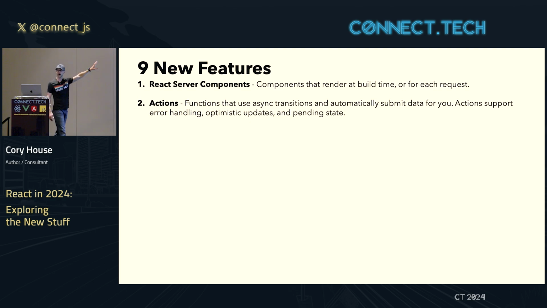Actions, which we just saw. Actions are functions that use async transitions and automatically submit data for you. They support error handling, optimistic updates, and pending state. So we saw the optimistic updates. We saw the pending state that you get. And again, all we put is a little directive at the top of that file. What was that directive? Use server. Is it well named? No, but that's okay. All right.